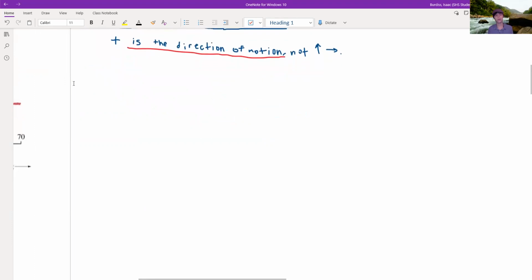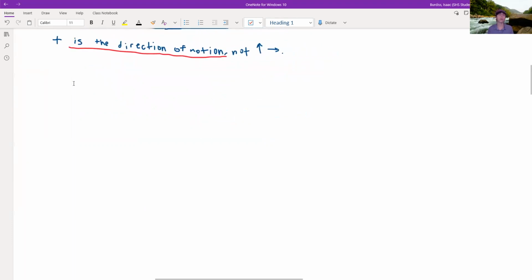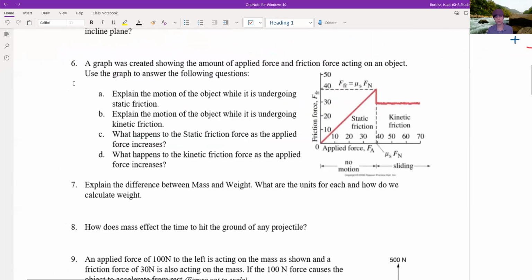A very important thing is that positive is the direction of motion, not necessarily up or right. You might think up is positive, right is positive, but not always. If something's moving to the left, that means left is positive. Or if something's moving down, that means down is positive.